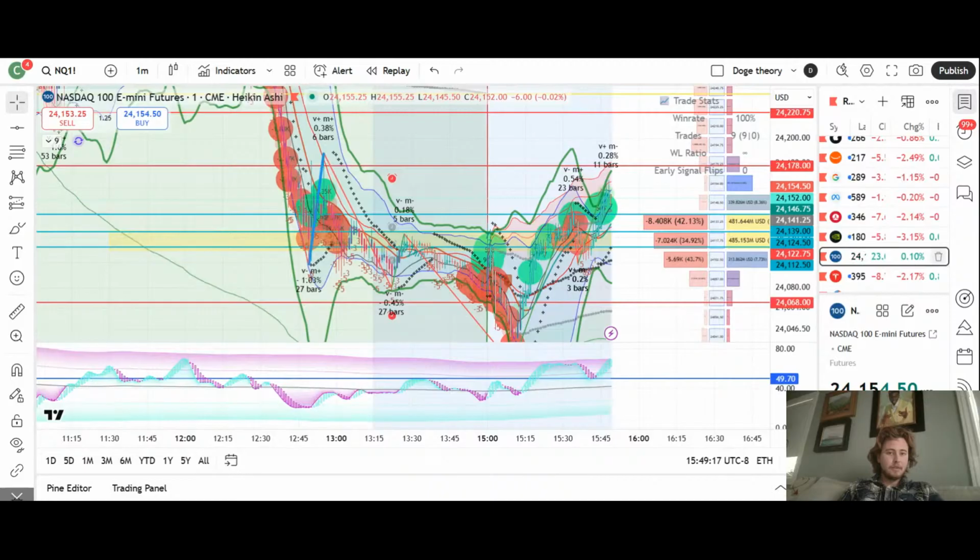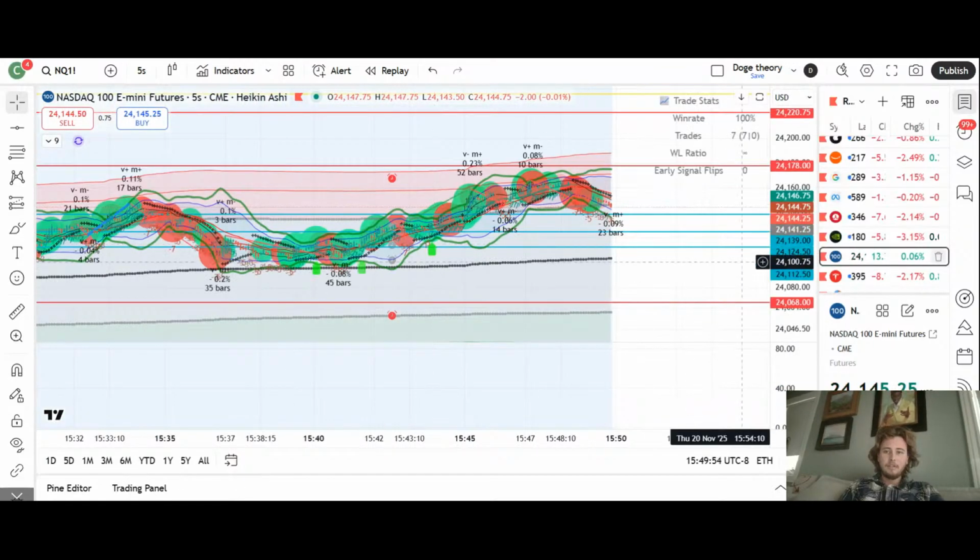We'll put this in. 256. Go into advanced options. Simple bracket. So take profit is 1, 2, 3, 4, which would be 20. 8, 12. 12 ticks. That's all we need.